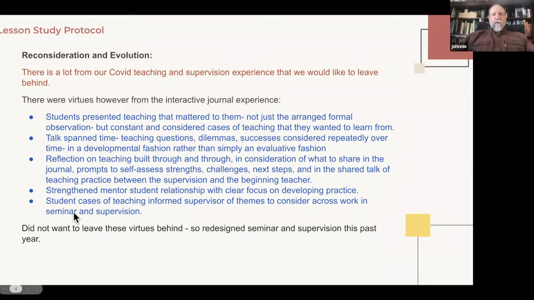The next piece was that I felt it strengthened our relationship, with clear focus on developing practice. We were sitting at the same table, we were having the conversation. It was very much about formative growth rather than evaluation. And so I felt that our relationship was strengthened, which was so important during that time because we were so distant from each other in real space, but there was still something that held us together well.